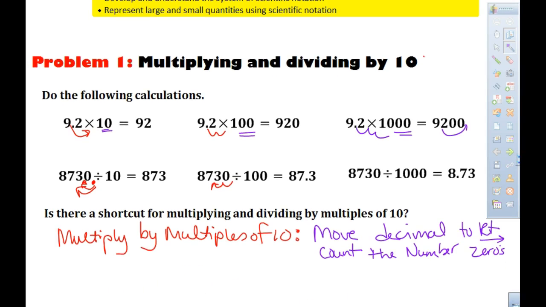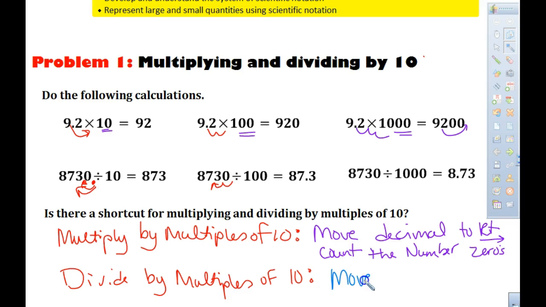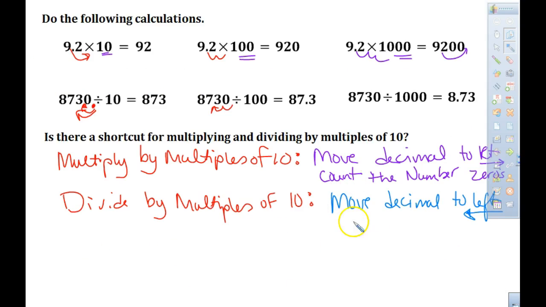And so our second part of this is, what's the rule for dividing, if we are going to divide by a power of 10 or multiples of 10? What could we say? In this case, divide, instead of moving the decimal to the right, we are going to move the decimal to the left. So we're moving it to the left, and we are, again, still counting those number of zeros.